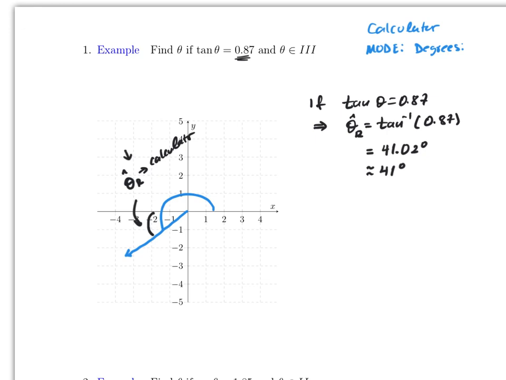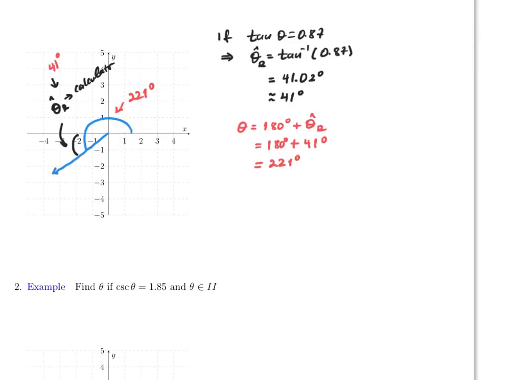So in our case, this is telling you that this one is 41 degrees. So therefore, theta, the one you want, which is in the third quadrant, is going to be 180 degrees plus the reference angle, where the reference angle, we just found it to be 41 degrees. So therefore, theta, what you really want, is 221 degrees, and that will be the angle from here to here, 221 degrees.